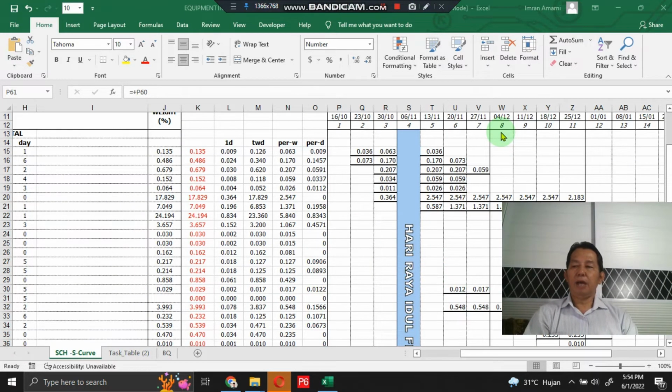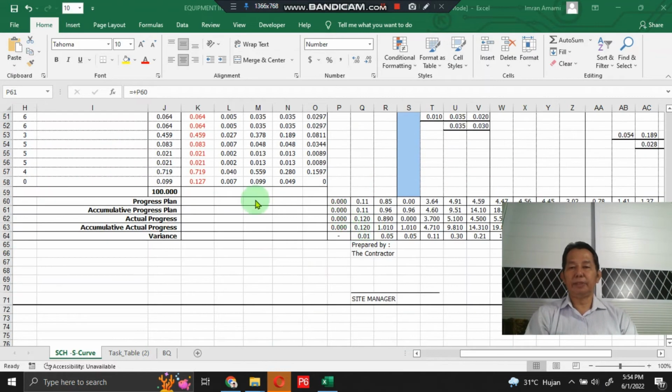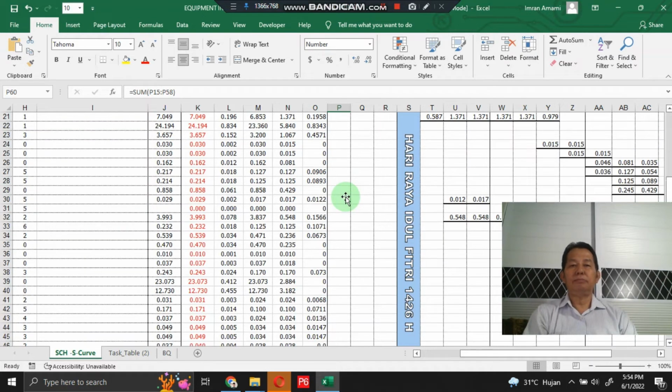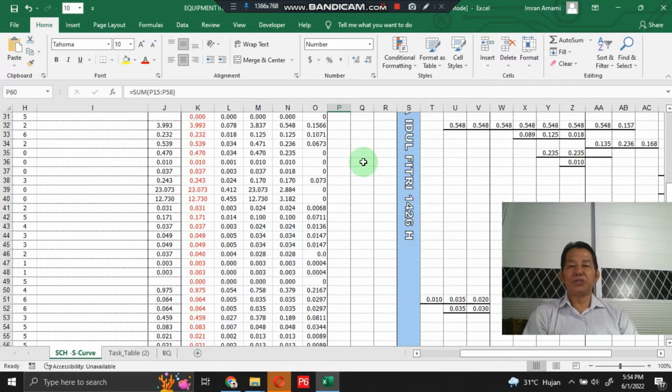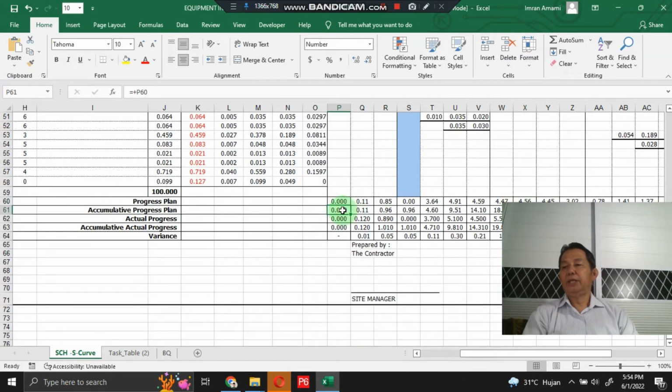Then, after all sections are filled in, we go to the bottom. Then we add the progress plan. The progress plan is the sum of weight factors that are already distributed by the work schedule. Then we accumulate all the progress plan to get the accumulative progress plan.